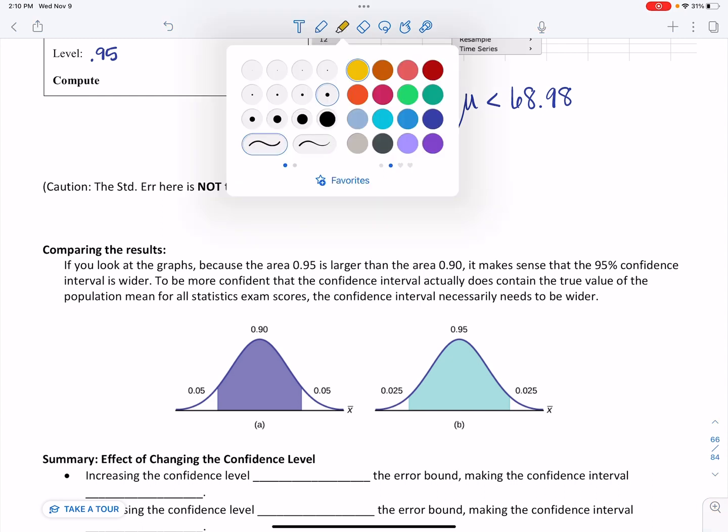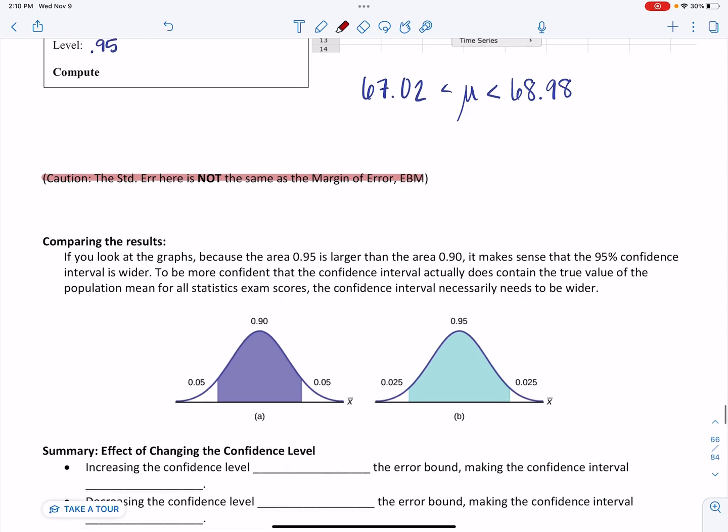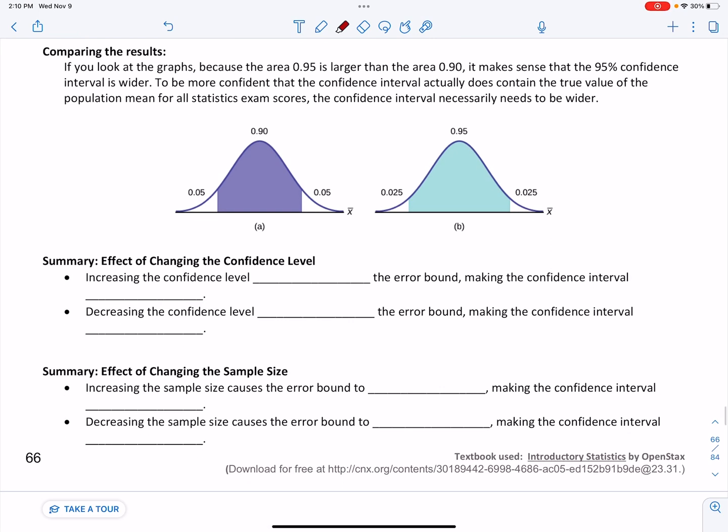There's a warning down here warning you that the standard error in StatCrunch is not the same thing as the margin of error. Don't get caught up in that trap. So here we go. They've given us two pictures. One has a confidence level of 0.95. The other has a confidence level of 0.9. Notice that with the confidence level of 0.95, the interval is wider than it is with the smaller confidence level.